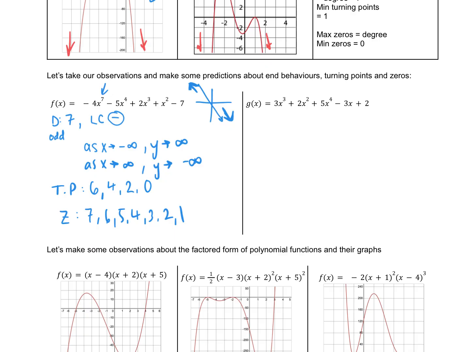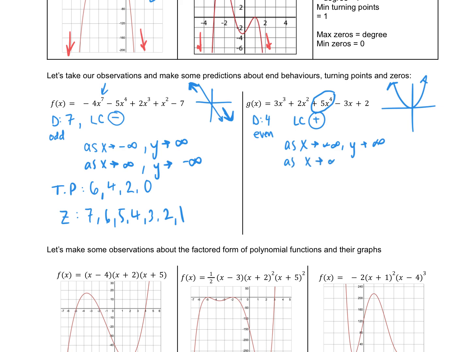We have to look at the highest degree term, which is this one right here. The degree is 4, so we have an even degree polynomial, and the leading coefficient is positive. So in terms of my visual, very simplistic. When I'm thinking of my visual for end behaviors, I always draw the most basic even degree polynomial, which is a parabola. So I'm expecting everything to go upwards. So as x approaches negative infinity, y approaches infinity. As x approaches positive infinity, so does y.